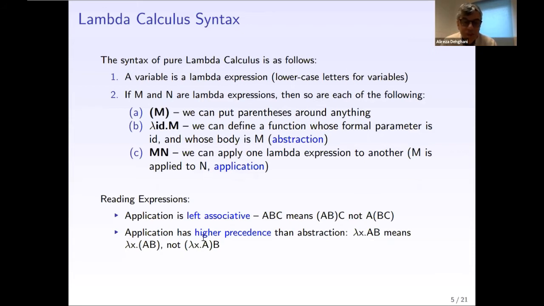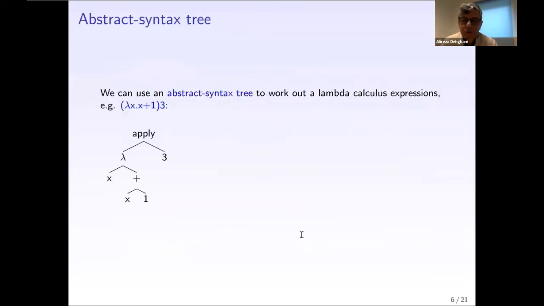So application has higher precedence than abstraction. What does it mean? If you have lambda x and then A B, it means lambda x (A B), not (lambda x A) and then B. It doesn't mean that A could be the body of this. That is wrong. That would mean A is the body of this lambda expression and then B is applied to that. It should be like that: A B is the body of this lambda expression, right?